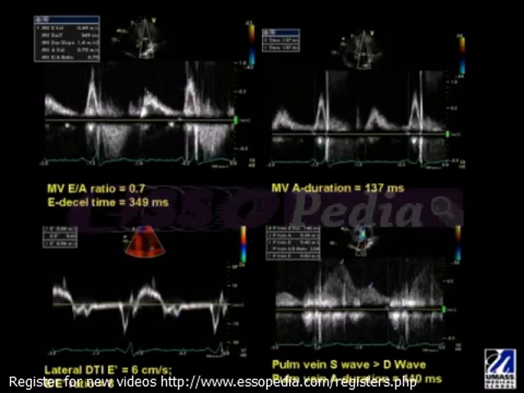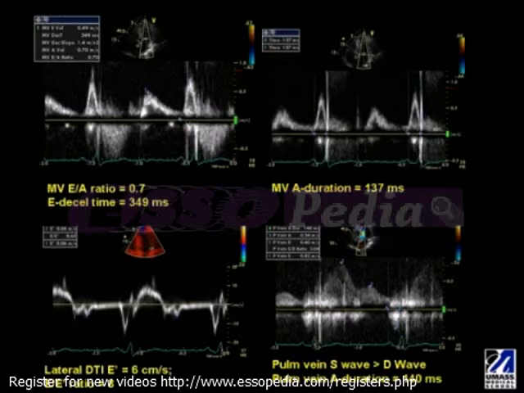As you can see here, the sample volume is carefully placed at the mitral leaflet tips, and the mitral E to A ratio equals 0.7. The E deceleration time equals 349 milliseconds. Off to the right, the sample volume is repositioned towards the annulus, and the mitral A-wave duration equals 137 milliseconds. To the bottom left, you see that the lateral DTI E prime velocity equals 6 centimeters per second, and the E to E prime ratio is just 8.